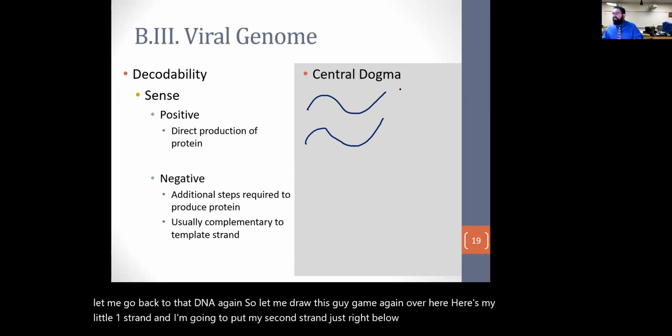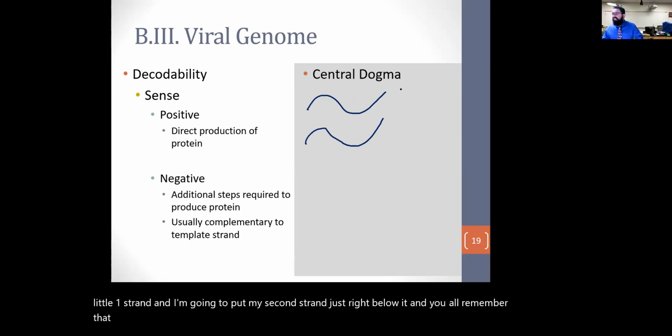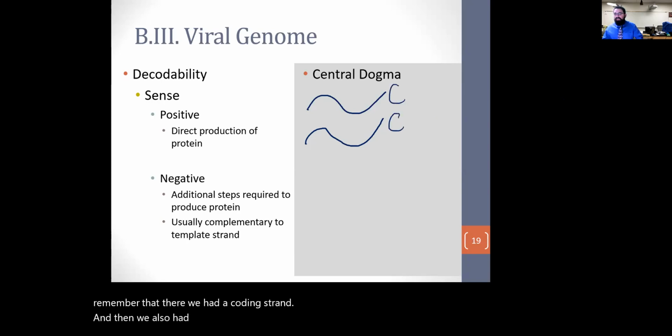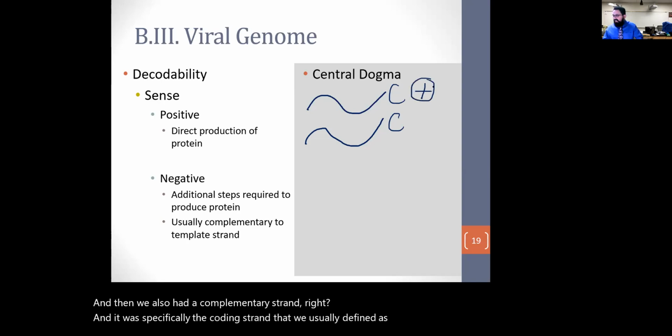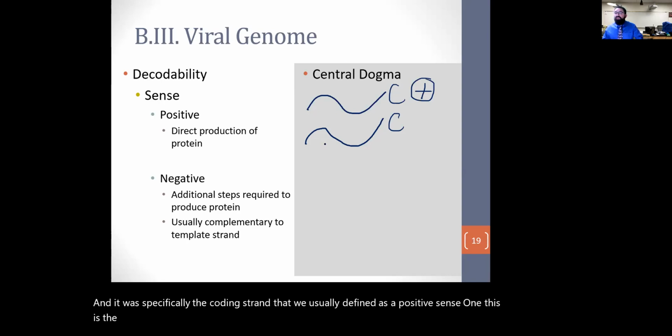And you all remember that we had a coding strand, and then we also had a complementary strand, right? And it was specifically the coding strand that we usually define as the positive sense one. This is the one that we're going to derive the information from. That's the one we will get eventually our RNA, and that's the one that will eventually get our protein.